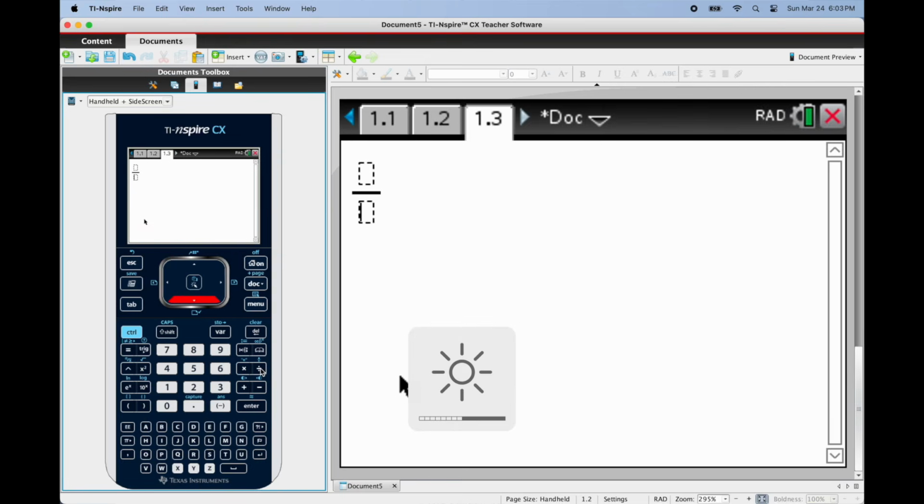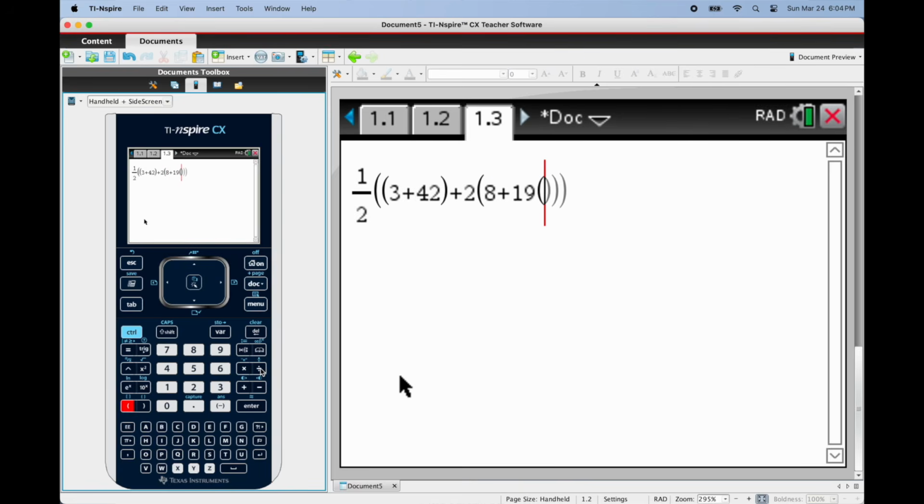1/2 times 1, or we can just leave that actually. Let's open up a pair of brackets: 3 plus 42 plus, and then we wanted to multiply these other values by 2. 8 plus 19. And just make sure that you have these brackets.